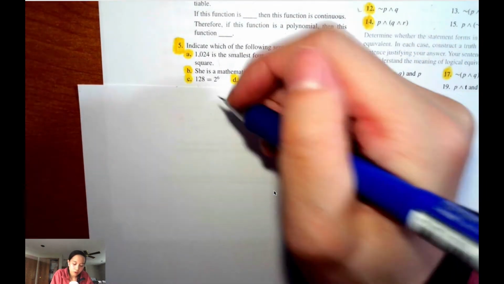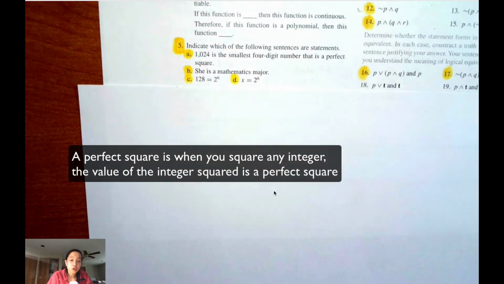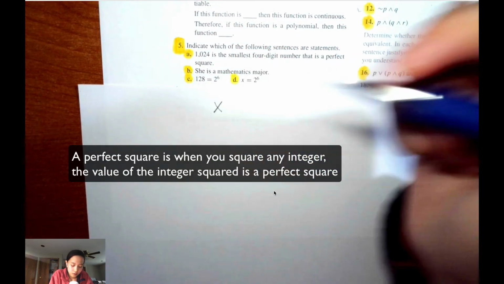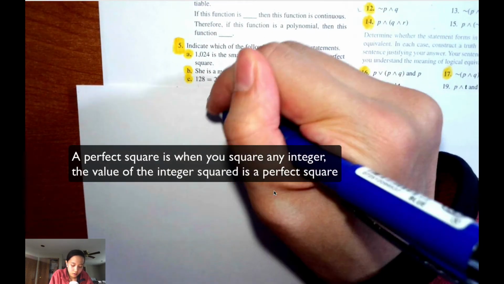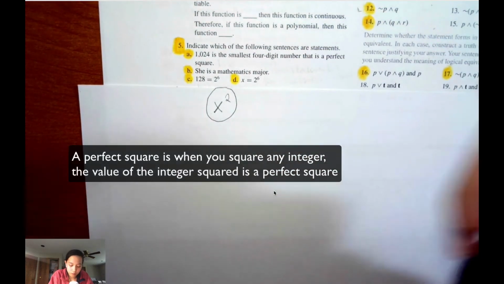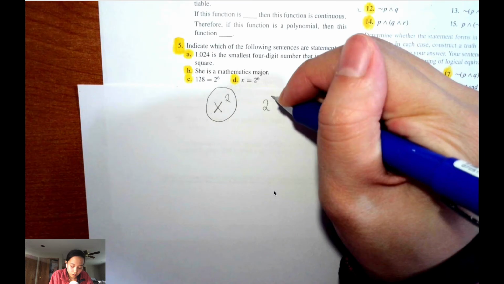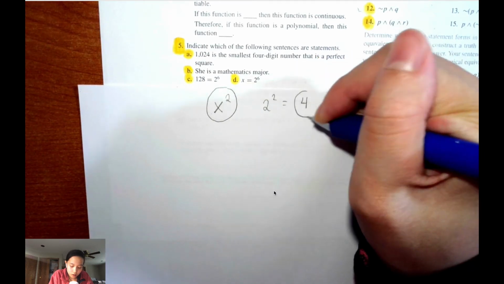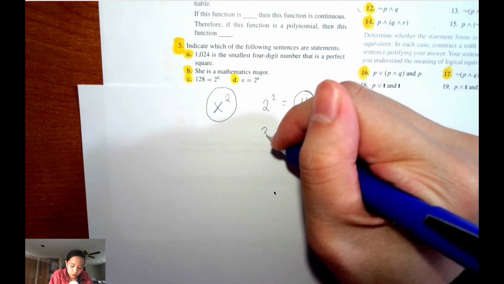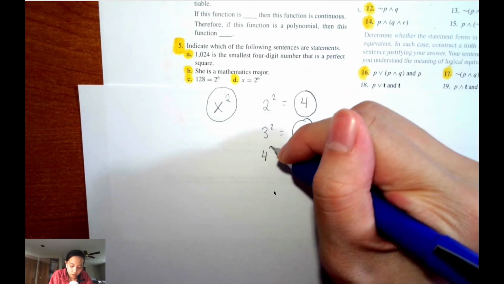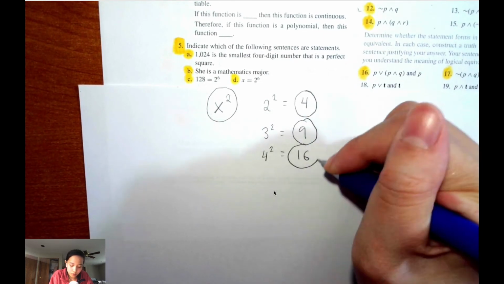A perfect square is when you square any integer. So let's say I have an integer x. x squared is a perfect square. For example, let's say x equals 2. So 2 squared equals 4. 4 is a perfect square. 3 squared equals 9. 9 is a perfect square. 4 squared equals 16. 16 is a perfect square.